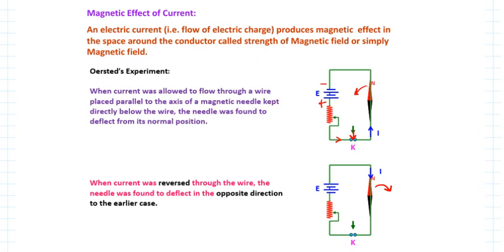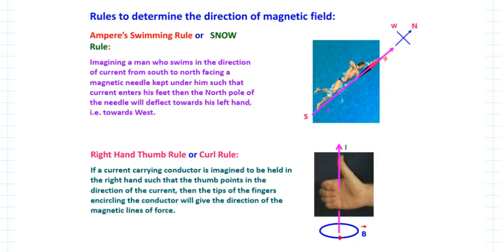Okay, so now let's understand the rules by which we can figure out the direction of magnetic field. The first rule that we have is Ampere's swimming rule. If you look at this image, in order to apply this rule, we need to imagine a man who is swimming in the direction of current from south to north, facing a compass needle kept under him such that the current enters his feet.